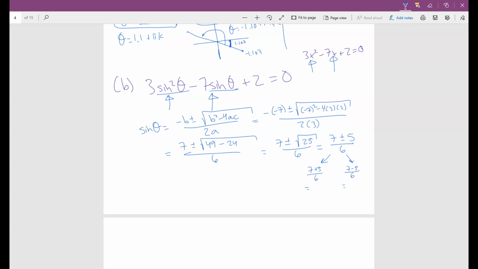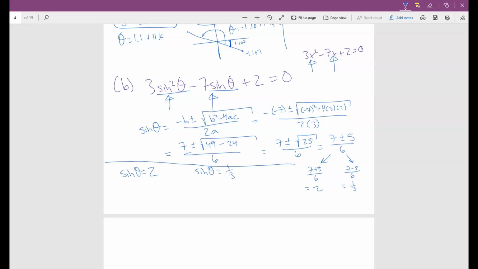So now, what is that going to give me? So 7 plus 5 is going to give me 12, divided by 6 is going to give me 2. And then 7 minus 5 is going to give me 2, divided by 6 is going to give me basically 1/3. So what that tells me is that sine of theta has 2 answers. It's 2, and sine of theta is equal to 1/3.